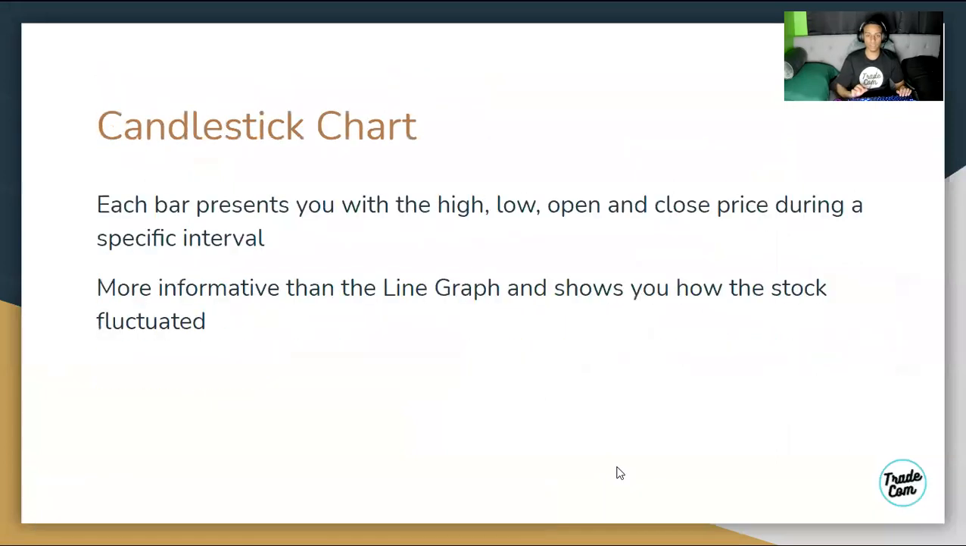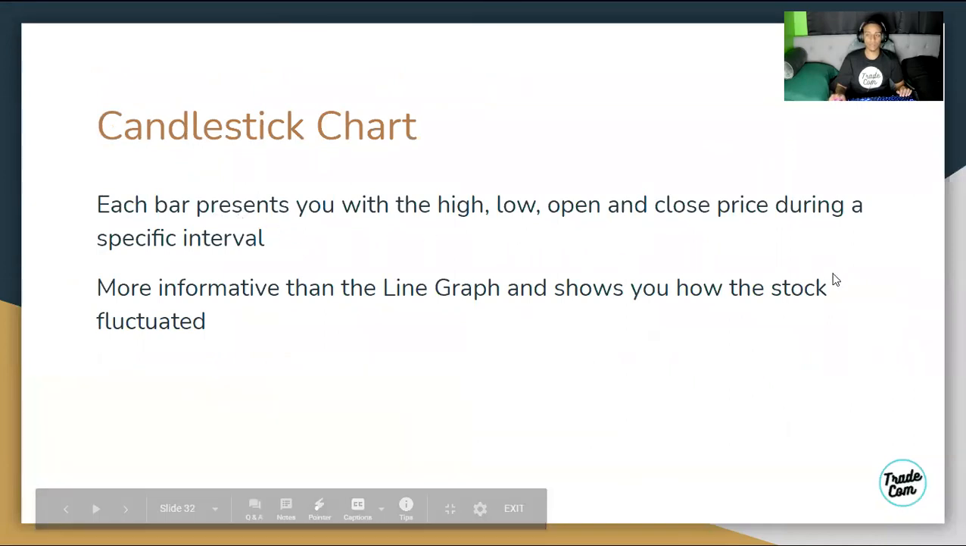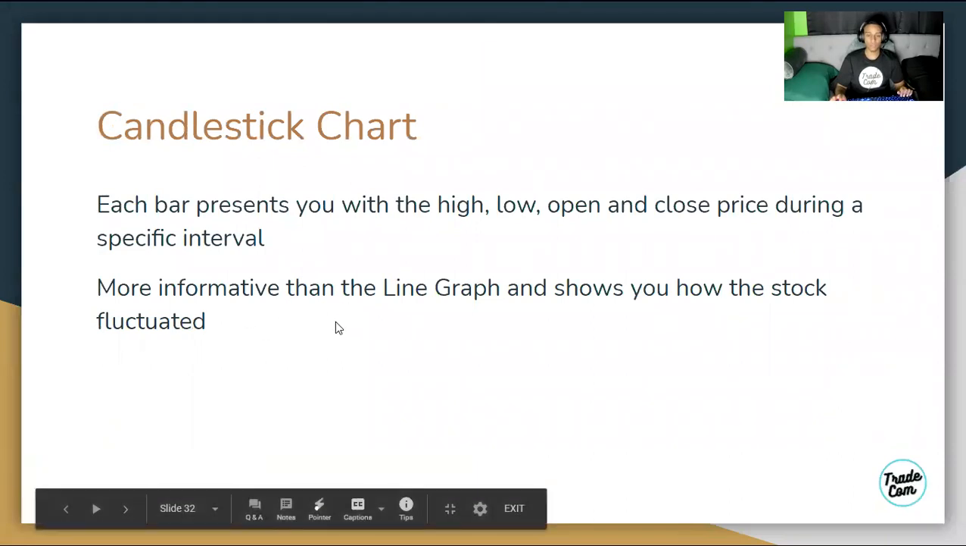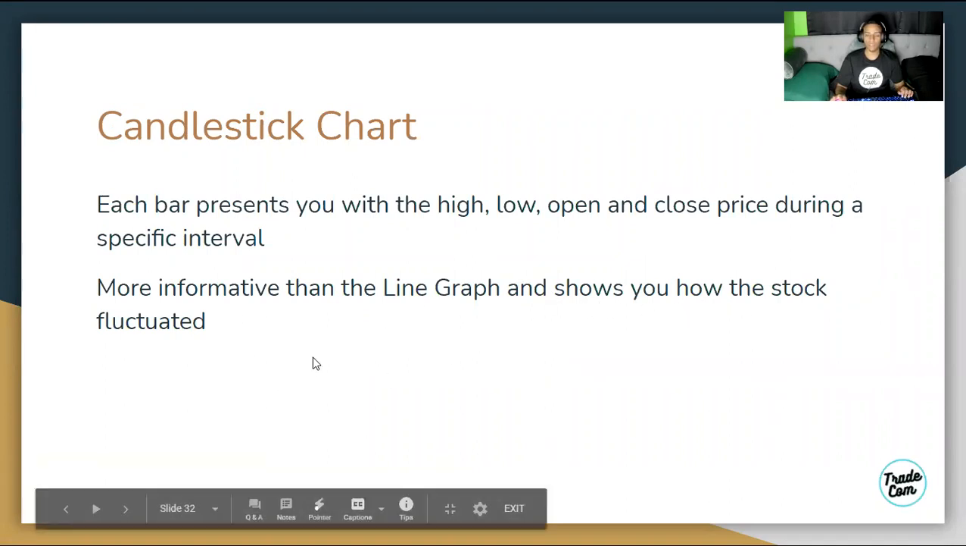All right, so let's get to the next one. Candlestick chart. Each bar presents you with a high, low, open, and close price during a specific interval. They're more informative than the line graph, and show you how the stock fluctuated within that time period.